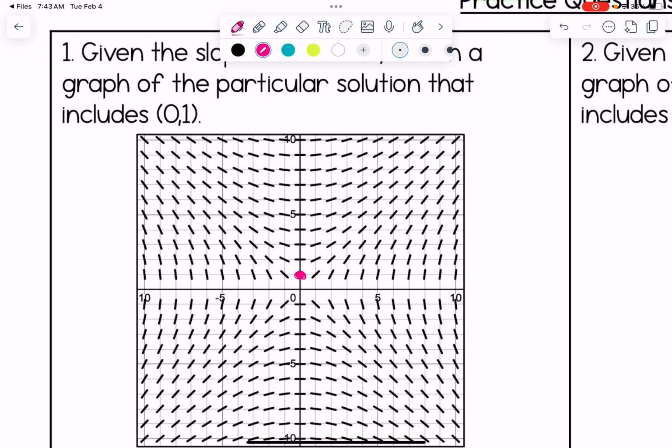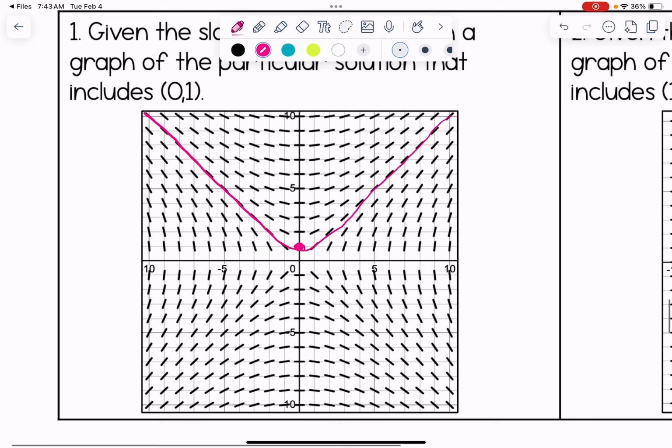So my instinct is to connect these and then go back up this way. Okay, you might be able to tell in this case that the original equation is a hyperbola. We could see that it basically looks symmetric over the x-axis here.